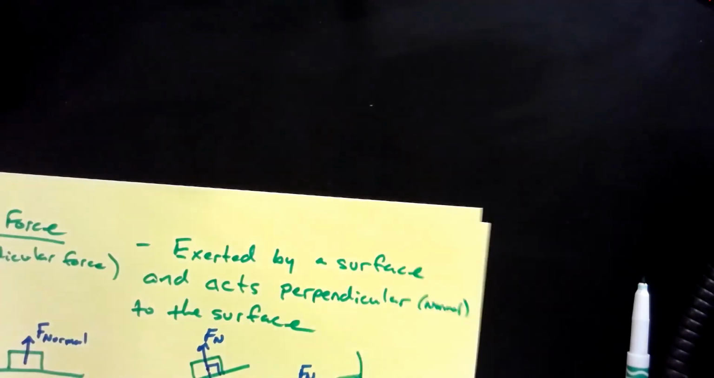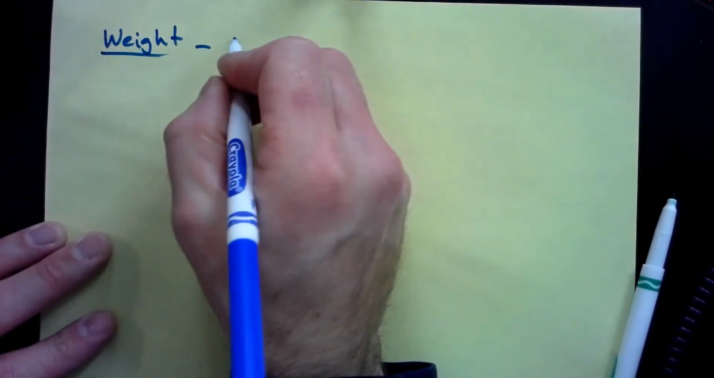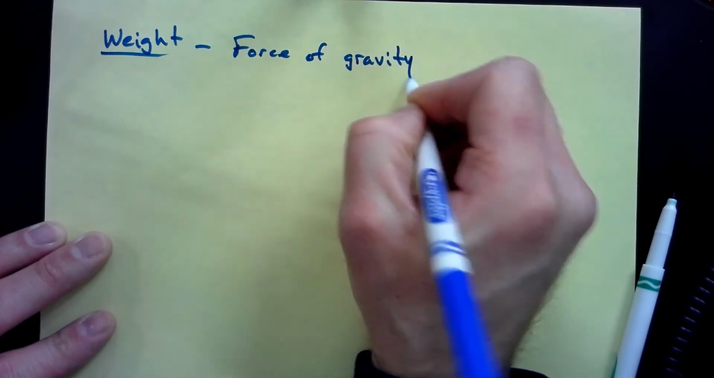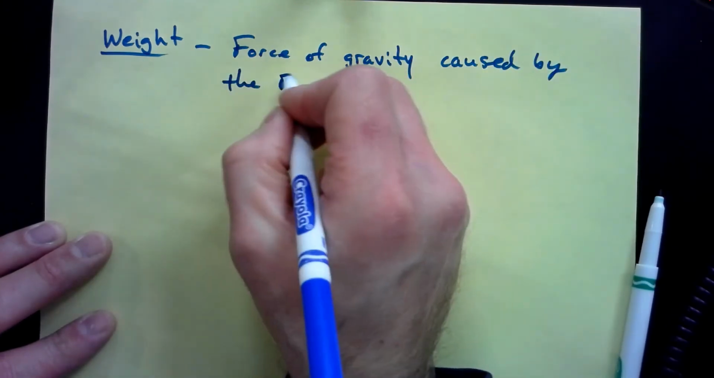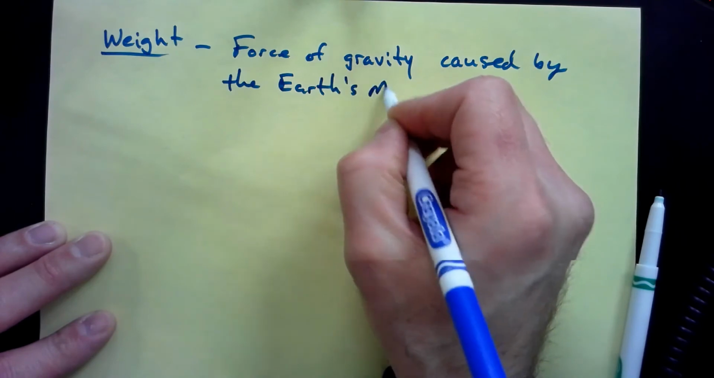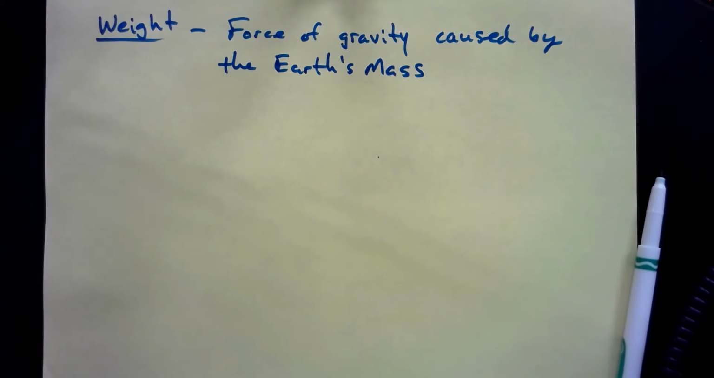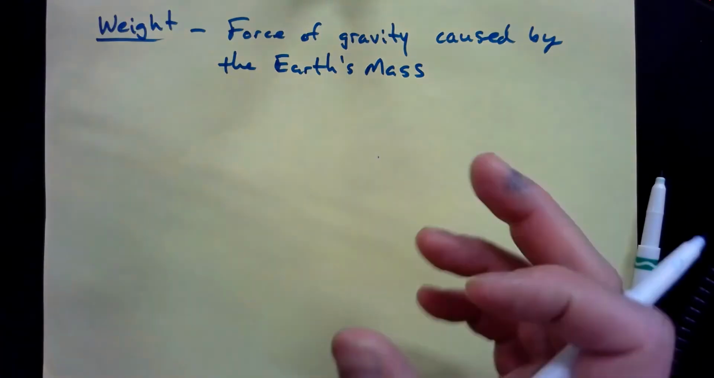Now we have one more force, which is weight. All right. Weight is the force of gravity. It is caused by the mass of the Earth. All right, so gravity is a field force, which means there actually doesn't have to be contact between the Earth and the object. All right, just like how magnets will repel or attract without actually being in contact. Same thing with positive and negative charges.